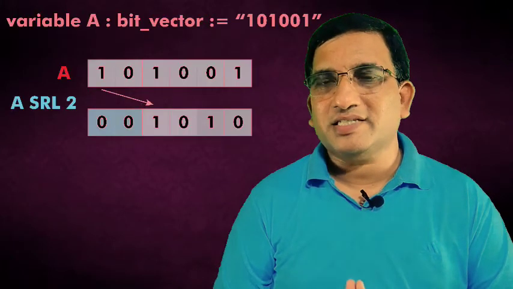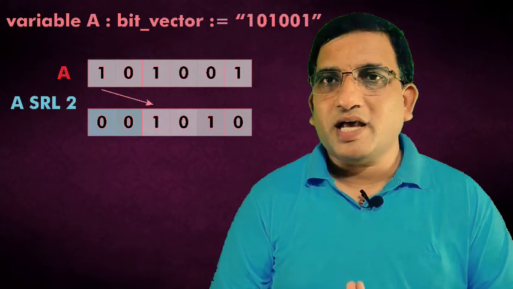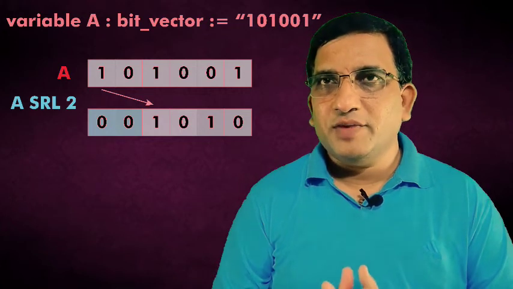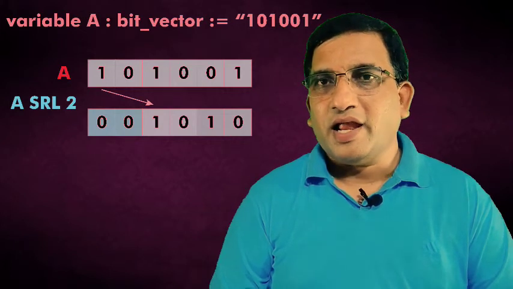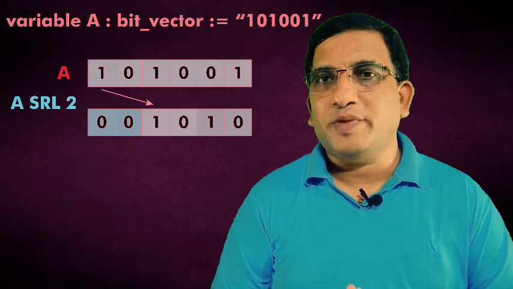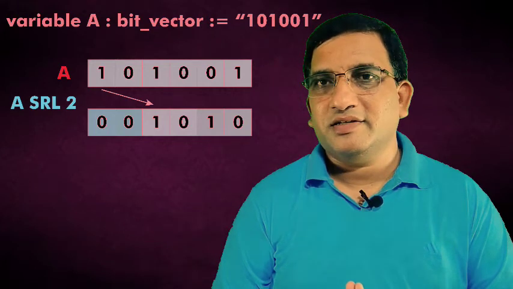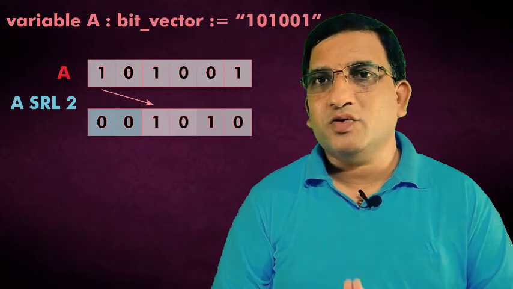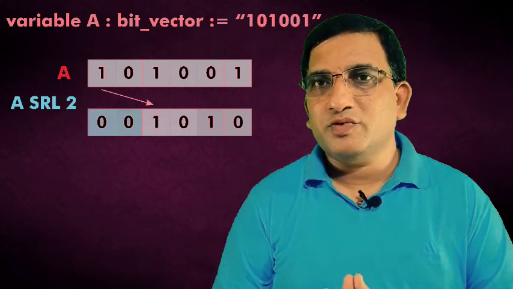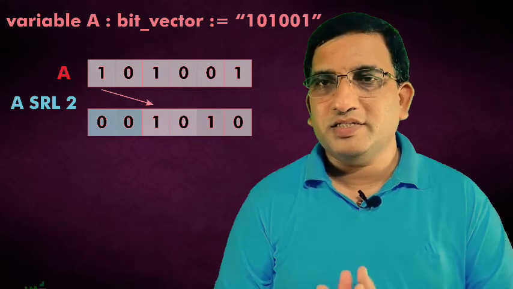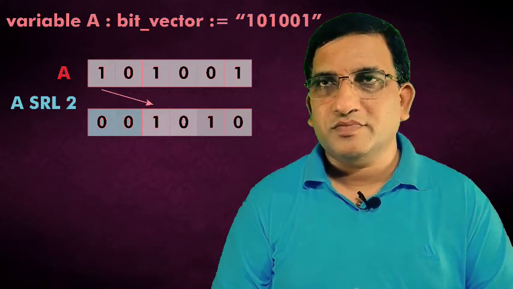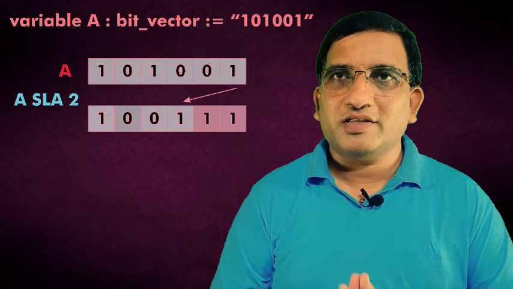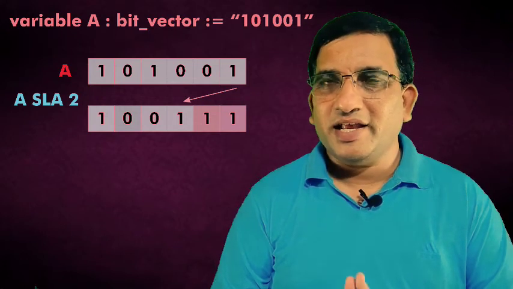Now let us use the next command, that is A SRL 2. So the data present in a will be shifted to the right by 2-bit positions, and the leftmost 2 bits which became vacated will be filled with 0 0. So by using this command the output will be 0 0 1 0 1 0. Now let us go for the next command, that is A SLA 2.